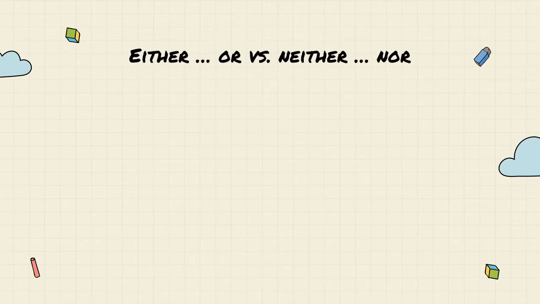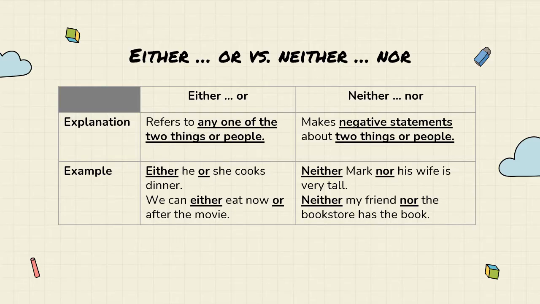Next, have you heard of this one? Either, or, versus, neither, nor. Let's look at the explanation. Either, or. It refers to any one of the 2 things or people. Here, it means you can choose between the 2 of them. For example, either he or she cooks dinner. It means either he will cook the dinner or she will cook the dinner. We can either eat now or after the movie. It means you can eat now or we can eat after the movie.